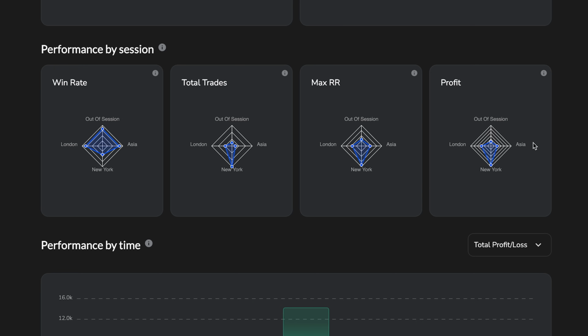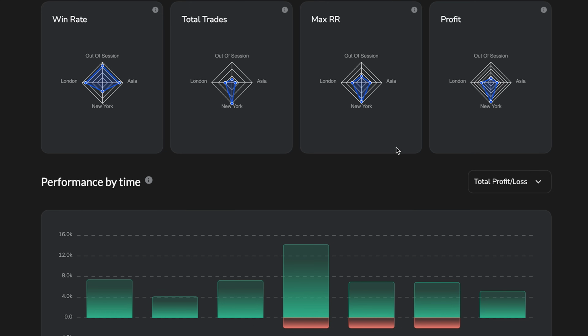But when you are trading from a day trading perspective, it's good to see which is your most and least profitable session, because then you can start putting more focus into London, for example, and eliminating New York if that's unprofitable, or the other way around, whatever it is that your data provides.